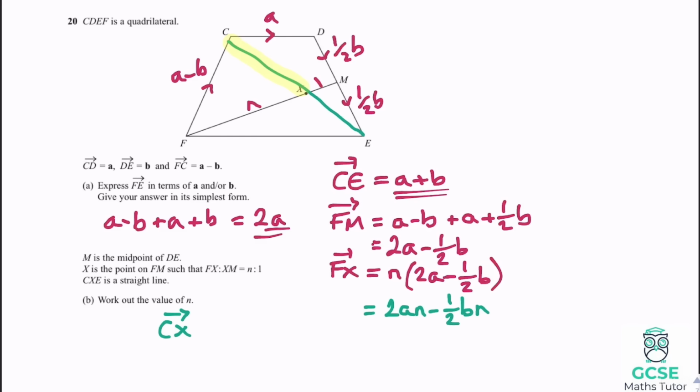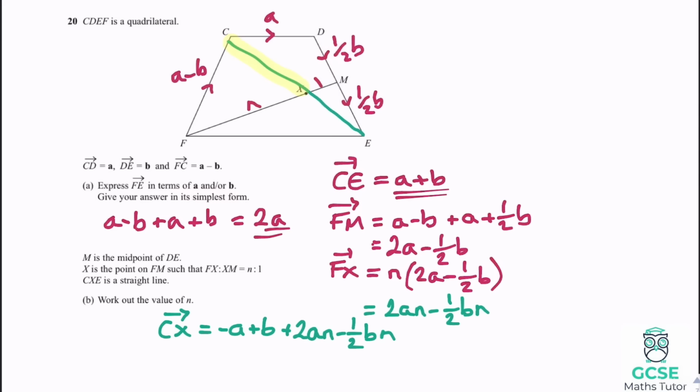So starting at c, we can go down f, and that's the reverse of a minus b. So that would have to be the reverse symbols there. So we'd have minus a, and the reverse of minus b, which is plus b, moving backwards down the line. And then we'd add in this f to x, so adding in this 2an minus half bn. So let's add that in. So plus 2an minus half bn, and that there is our vector c to x.